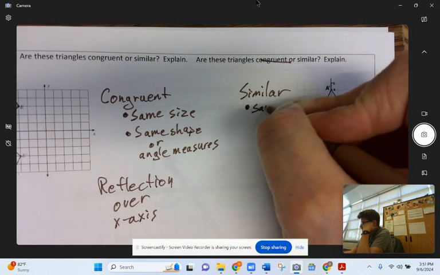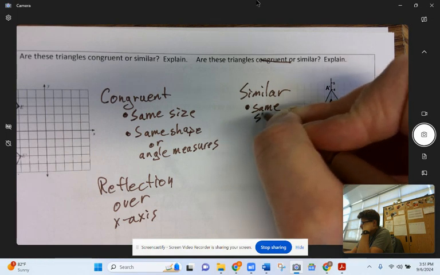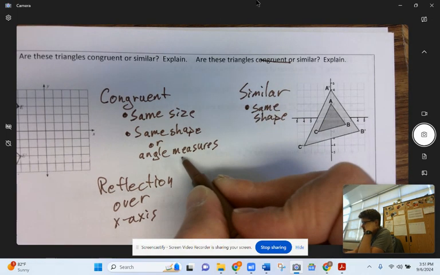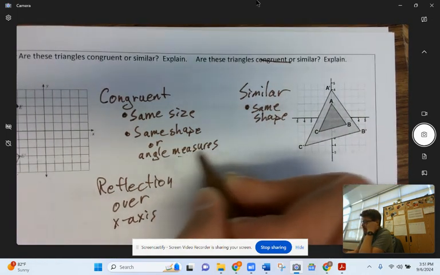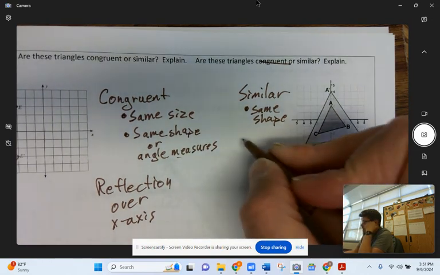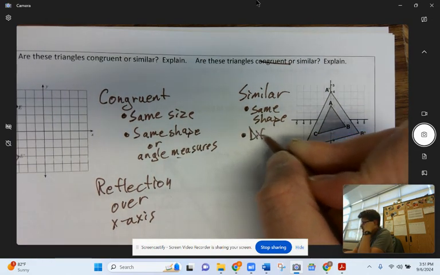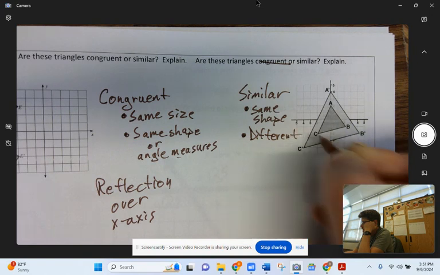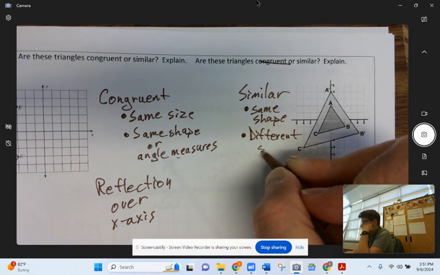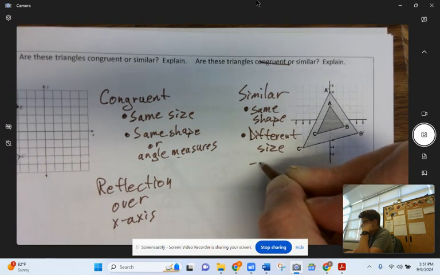So same shape or same angle measures, right? Okay, it's kind of like the same thing, right? Having the same angle measures is what forces them to be the same shape. And it would be a different size, right? Or technically, the sizes are in proportion.